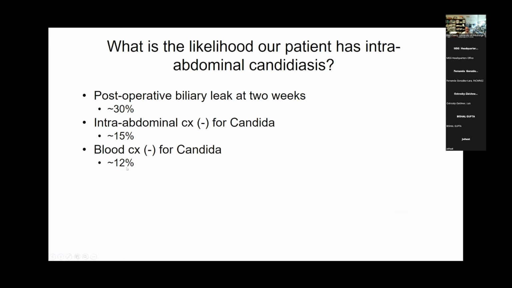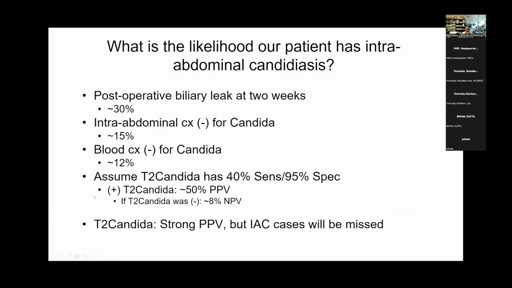The blood culture maybe reduces it a little bit more. So, with the cultures, the likelihood of abdominal candidiasis before your test is probably 10 to 15%. And in that setting, a positive result, assuming sensitivity of 40% and specificity of 95%, gives you a 50% positive predictive value. So that's probably good enough to justify the treatment that we gave to our patient.